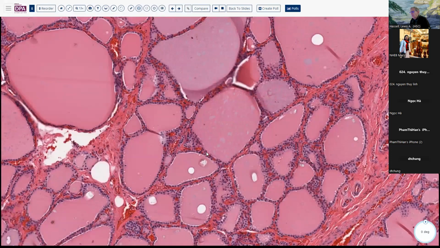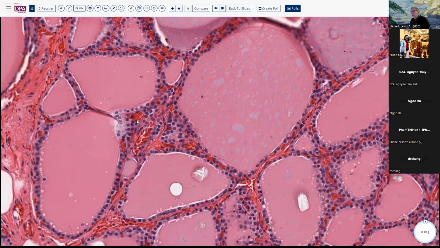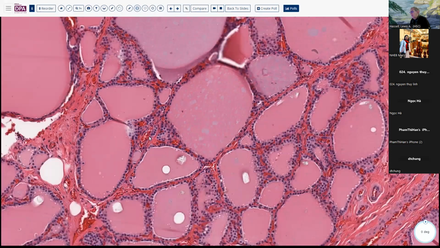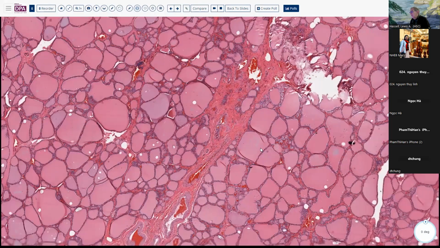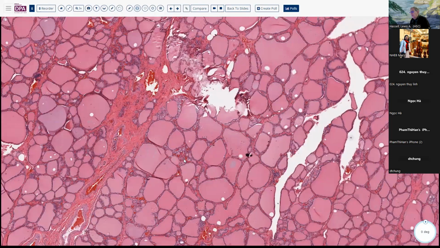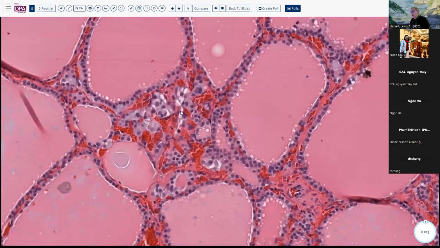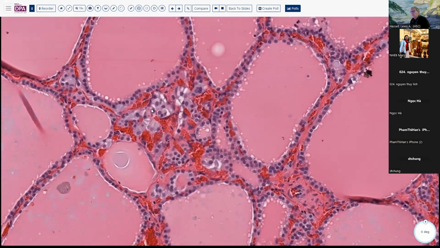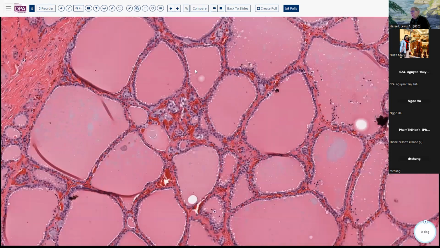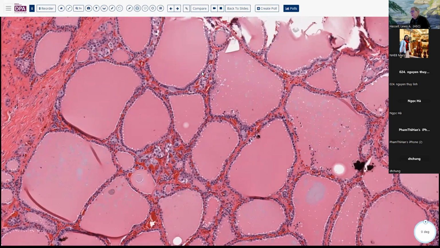I think here's some more of these parafollicular cells here. Oh, here's a few more here. So here's some of the ones I was seeing earlier where you get a little bit more clearing of the cytoplasm. They tend to plump up a little bit more. Here you see some more in here, some more in here and here.